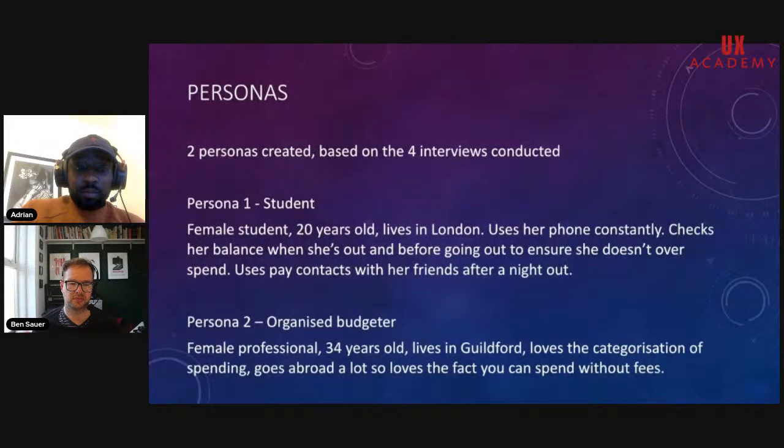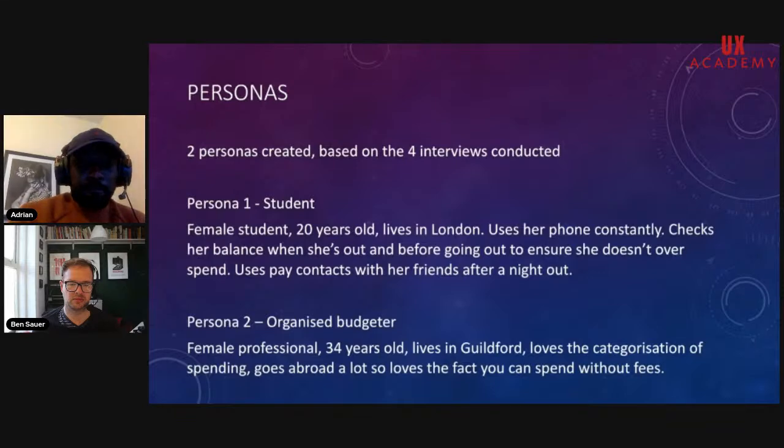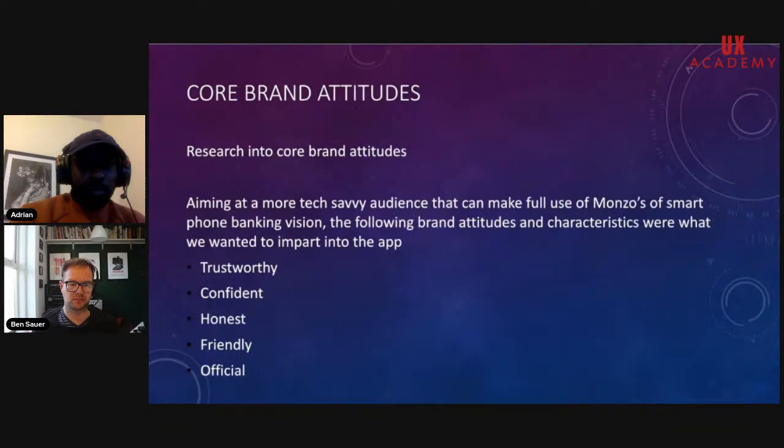Something that a lot of them were doing is, before any event, it was like, well, I'm going to check my balance. So before going out, before buying something. So it's that on the move idea and just the immediacy of checking stuff. And then another aspect of it was the categorization of spending. And that also then informs the Alexa persona as well. We wanted to get the attitudes that would help us inform the system personas. So some of the things that we got out of it were trustworthiness, confidence, honesty, friendliness.